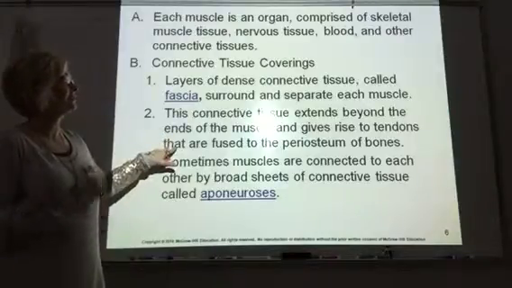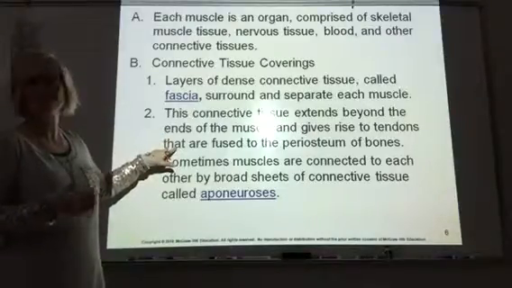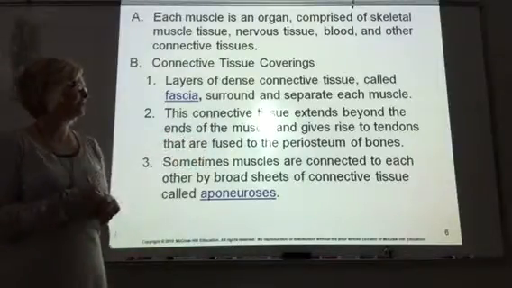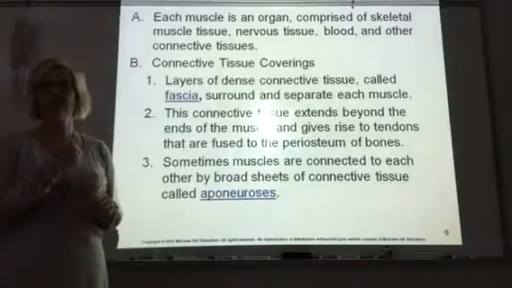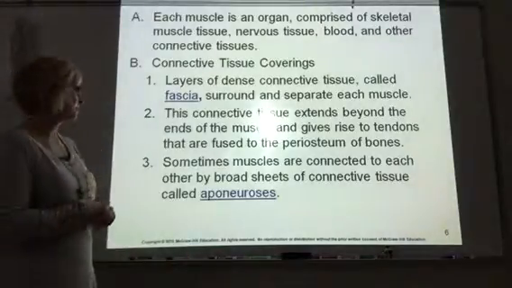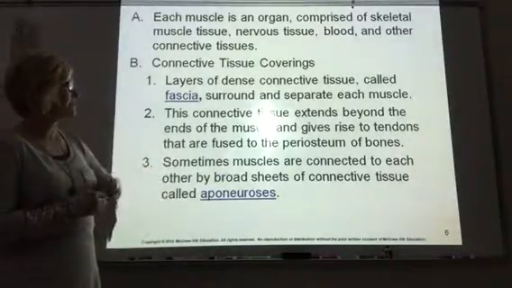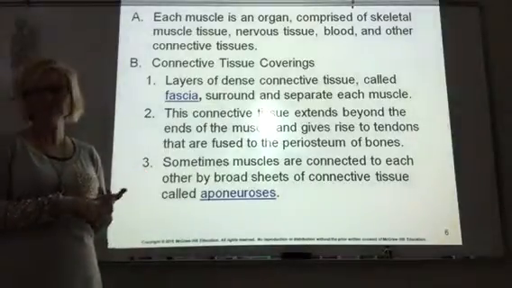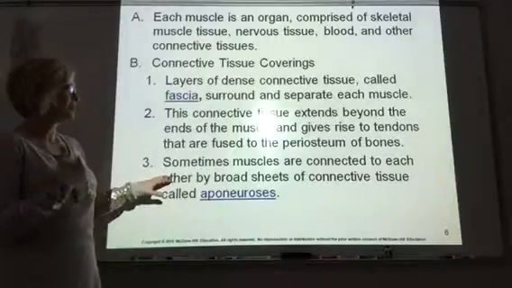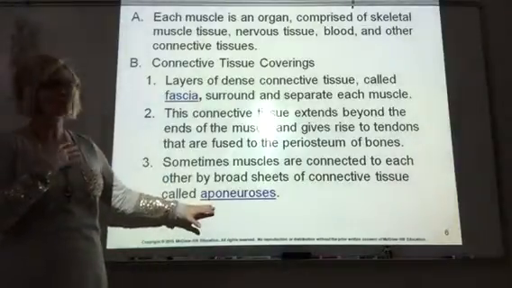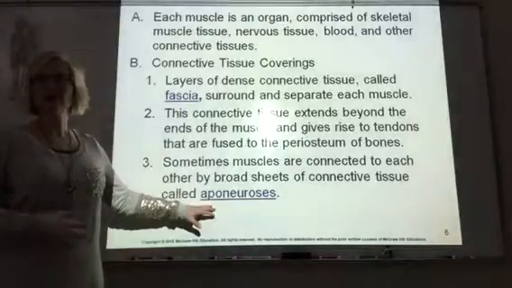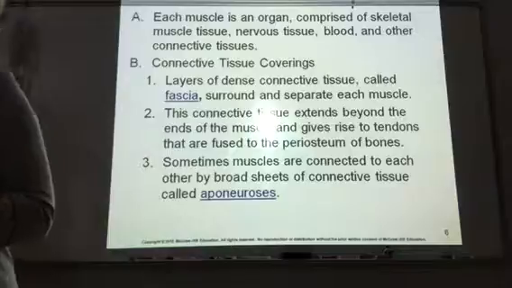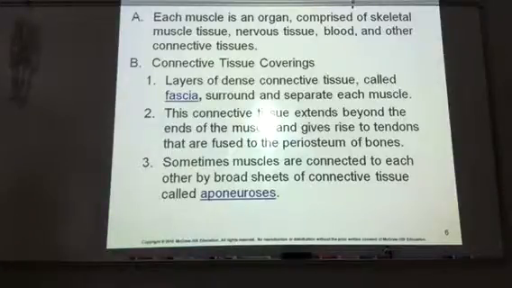And tendons are very important because they connect muscle to bone. Typically, those tendons are going to attach to the periosteum, the outside layer of the bone. Sometimes muscles are connected to each other, from one muscle to another, and those are typically broad sheets, called an aponeurosis. In your abdominal area, there are quite a few of those broad bands of connective tissue.